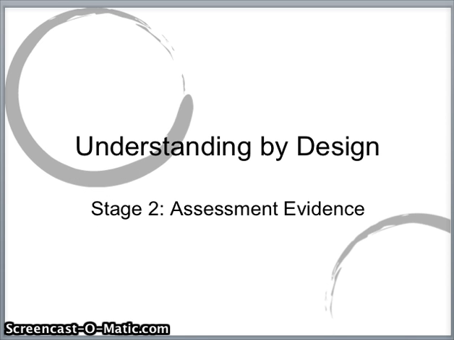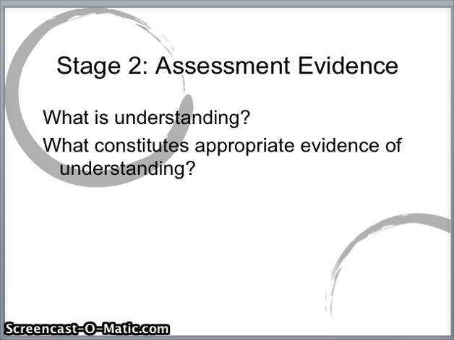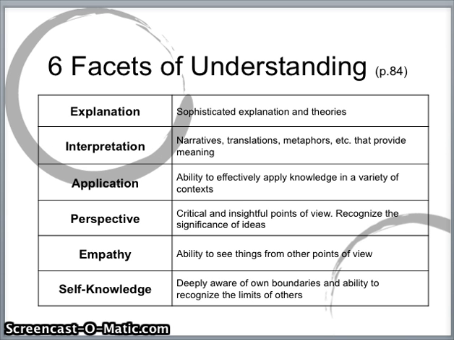Okay. With that in mind, we now are moving into the assessment piece, Stage 2. Sorry about that. Assessment evidence. What really is evidence that your students are understanding based on the 6 facets? Okay. What is understanding? What constitutes appropriate evidence of understanding? UBD identifies the 6 facets: explanation, interpretation, application, perspective, empathy, and self-knowledge. If students can do these, they have deep understanding of the content that you've presented for them.